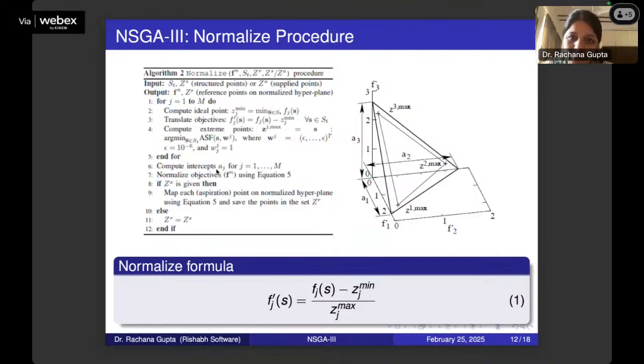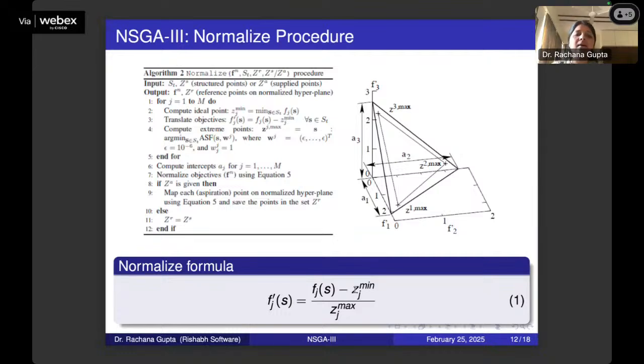I'll go step by step. We first normalize the scale of each objective using this formula. For that, we first calculate the intercept, which is z max, which you can find in the denominator, and z min is nothing but the minimum value of that particular objective. For each solution we subtract the minimum value of the scale and then divide by the maximum value of the scale. Each solution is normalized in that way so that it ranges from 0 to 1.